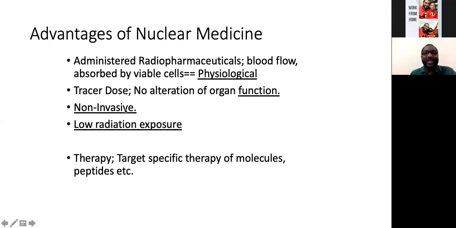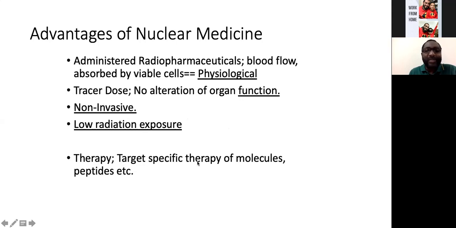Nuclear medicine techniques are not invasive like other techniques where you need to cannulate. The only time we become invasive is when we cannulate the patient and inject the patient. And believe you me, the radiation that is used in nuclear medicine is relatively low compared to other diagnostic modalities that you do.